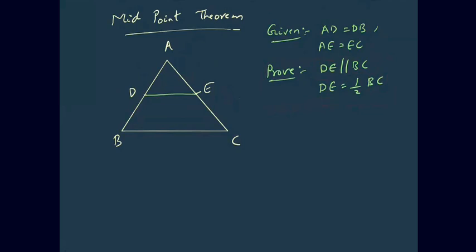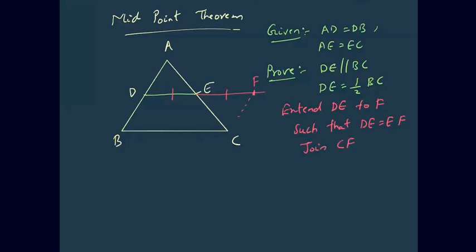What I'm doing is I am extending this DE to a point F such that DE is equal to EF. So extend DE to F such that DE is equal to EF. This is what I have done. Now I am joining CE. Sorry, I am joining CF. Fine. So we have joined CF.